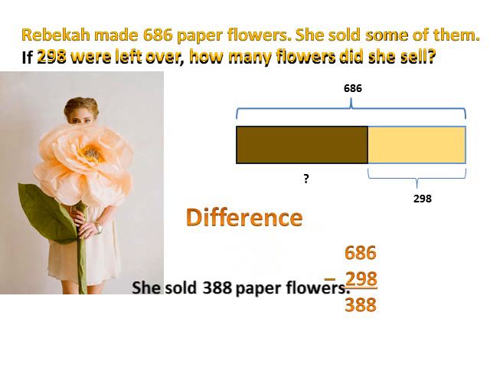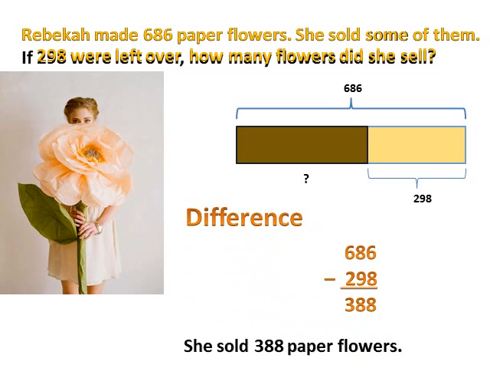Okay, and the last part of your solution would be to write the sentence answering the question. The question is, how many paper flowers did she sell? And so after you did the operation, which gives 388, you write the solution and write she sold 388 paper flowers. So it is important that we also do this part of the solution, the statement part.